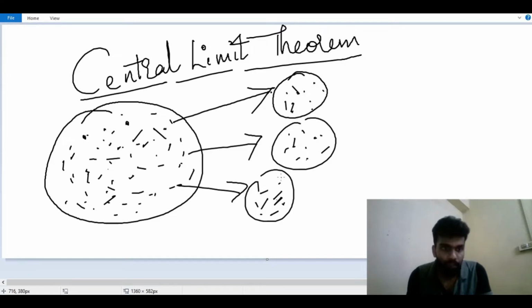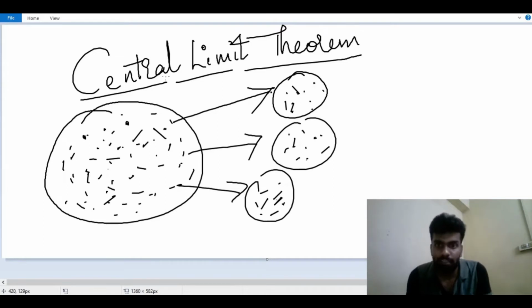So we have the population. If you take samples from the population, and if you take the average of these samples, if you find the mean of these samples, and if you plot those means, it forms a normal distribution. That's the central limit theorem, right?